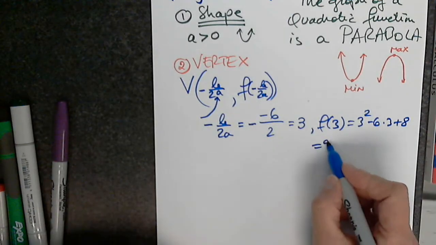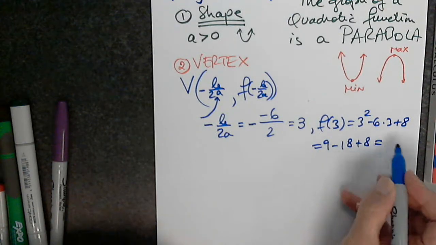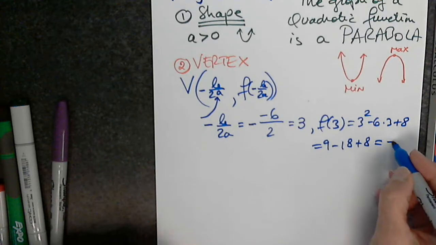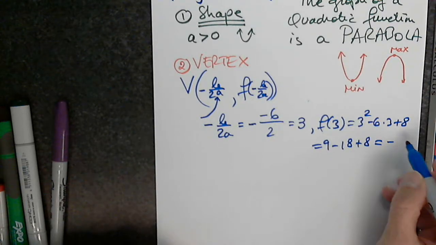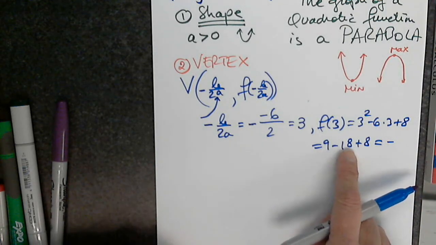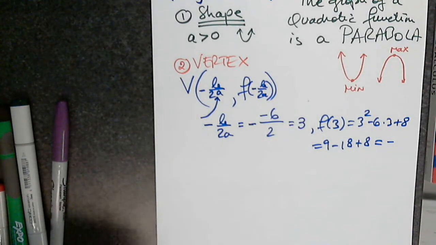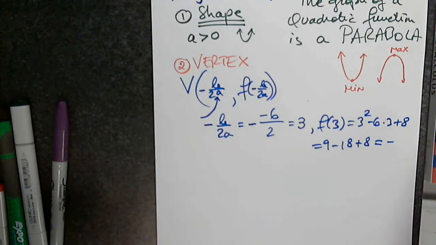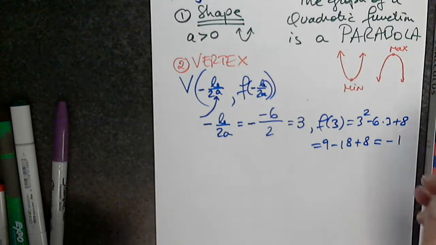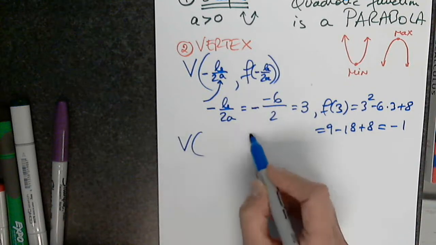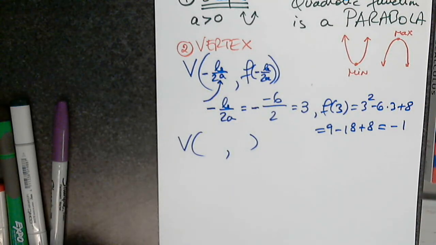So I have 9 minus 18 plus 8. So it's negative 17 minus 18. I owe you $18, and I say, Nick, I only have 17 today. So I'm still in minus 1. So then one more time, the vertex for this function is?